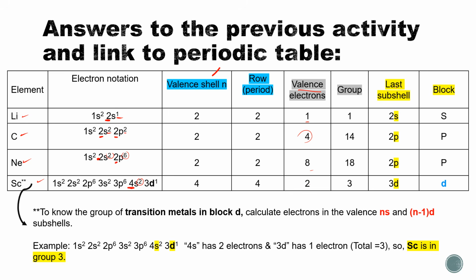And what's the last subshell? For lithium it's s. For carbon it is p. For neon it's p. And for scandium it's d, the last filled subshell, right?